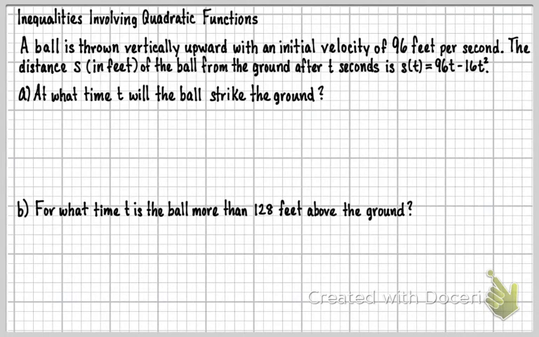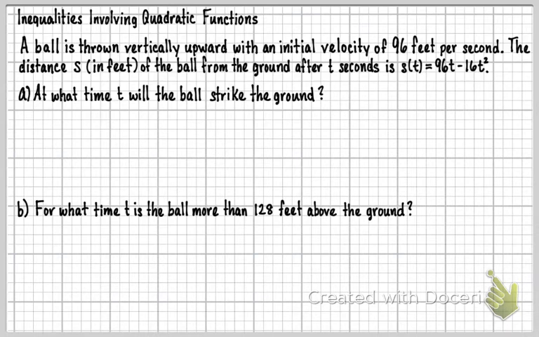A ball is thrown vertically upward with an initial velocity of 96 feet per second. The distance s in feet of the ball from the ground after t seconds is s(t) equals 96t minus 16t squared. Part A says, at what time t will the ball strike the ground?